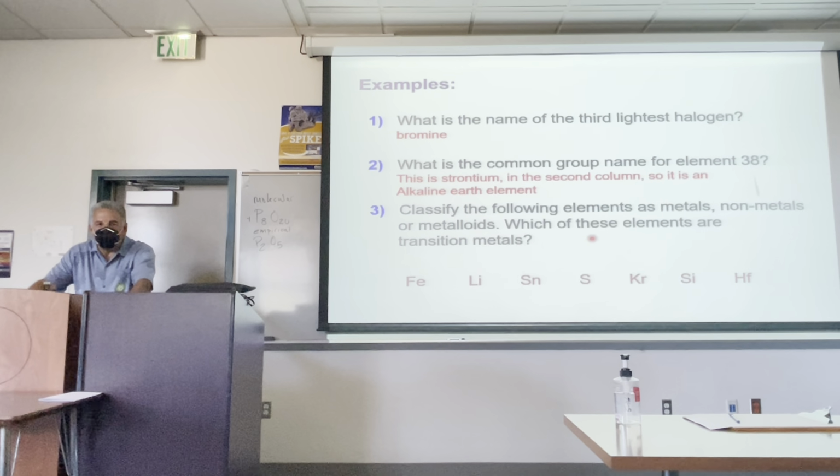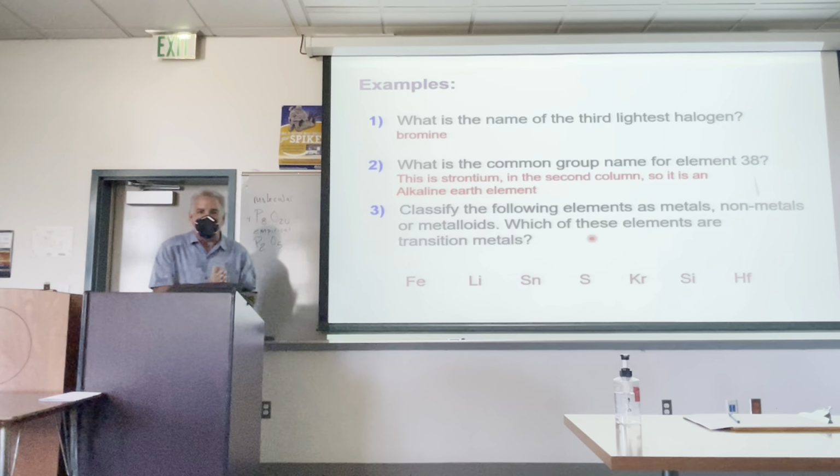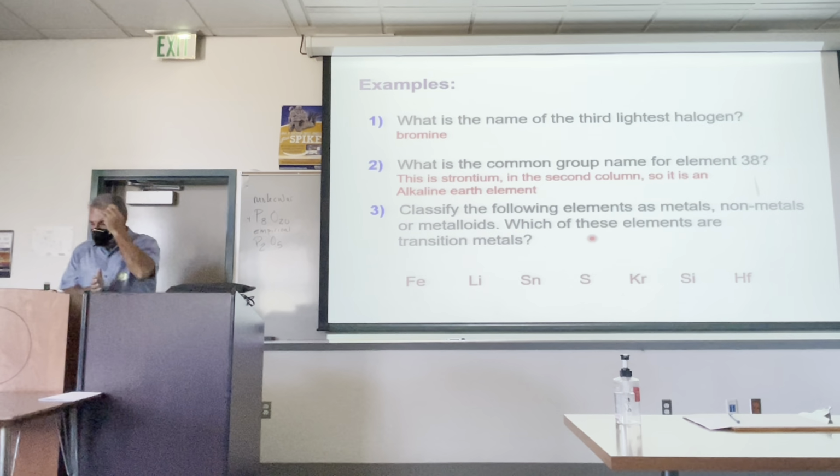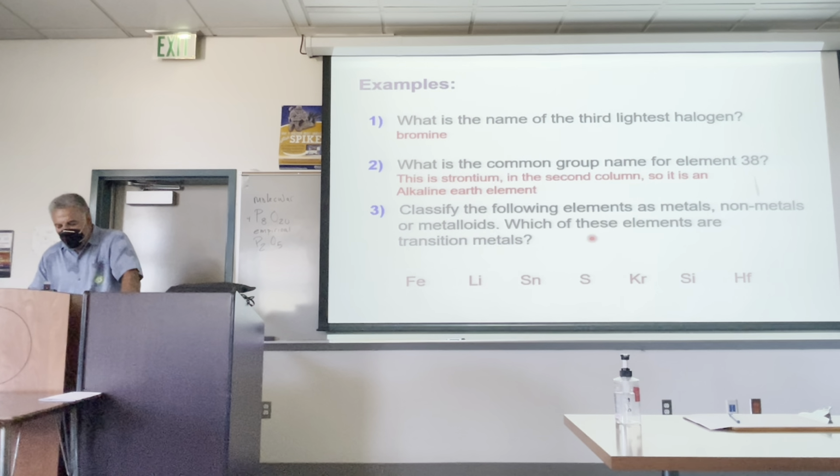Tin. Is it a nonmetal? No, it's a metal. And is it a transition metal? No. Okay. But tin is a funny one. It can be either tin 2 or tin 4, so it doesn't follow the general rules that we have, so it gets the same transition metal Roman numerals when you name it in a compound.